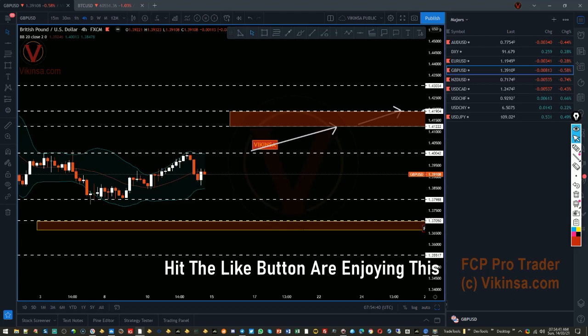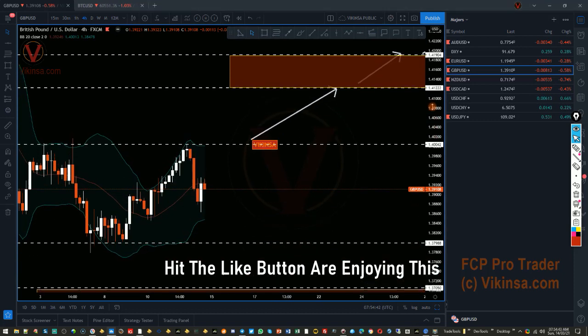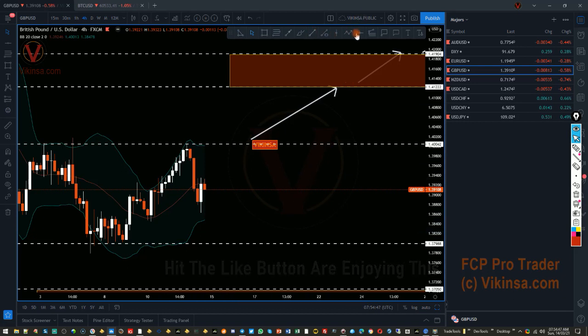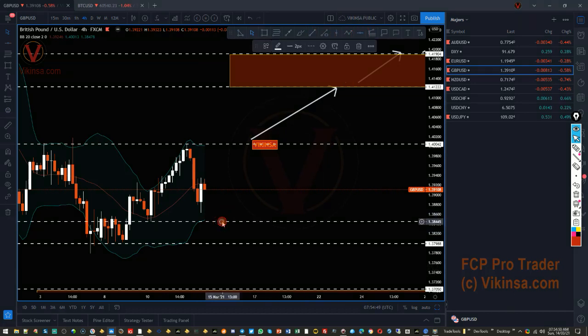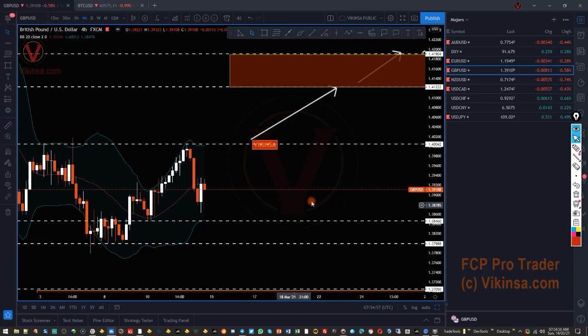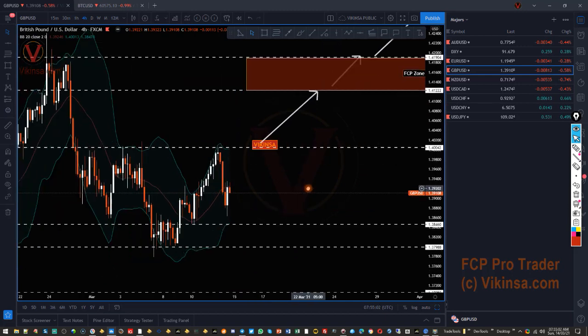Okay, on the 4-hour time frame, we see that the market is falling, so we can look for near about this level or so for the market to fall. Okay, so this is what we have on GBPUSD.